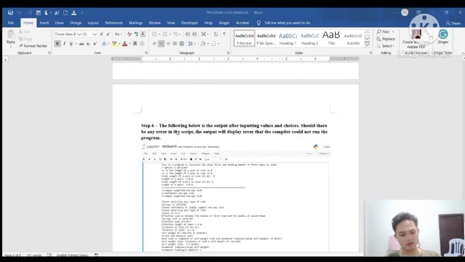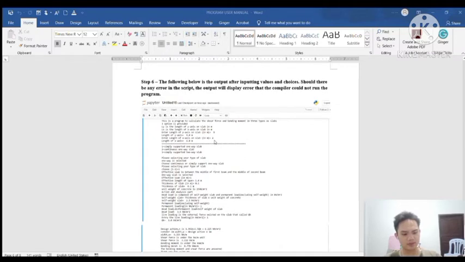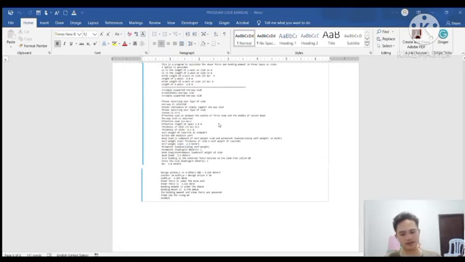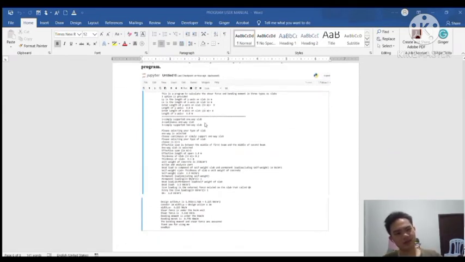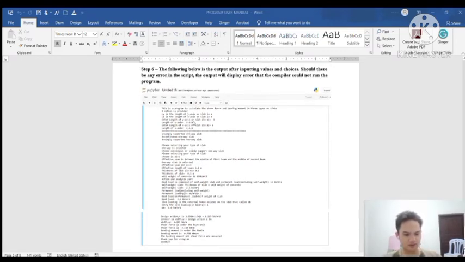So next, step with following the output below, after the input values are chosen. If there is an error in the script, the output will display an error saying that the compiler could not run the program. So this is not a successful run of our program. This is the output after the successful run of the program.